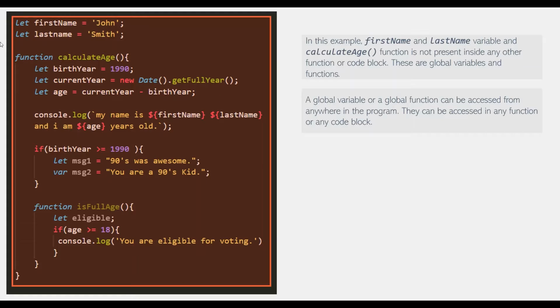For example, the first name and last name variables, since they are in global scope, can be used anywhere in this JavaScript program. We can use them inside this calculate age function, or inside this if block, or also inside this isFullAge function. So these two variables and this calculate age function will be available throughout the program because they are in global scope.